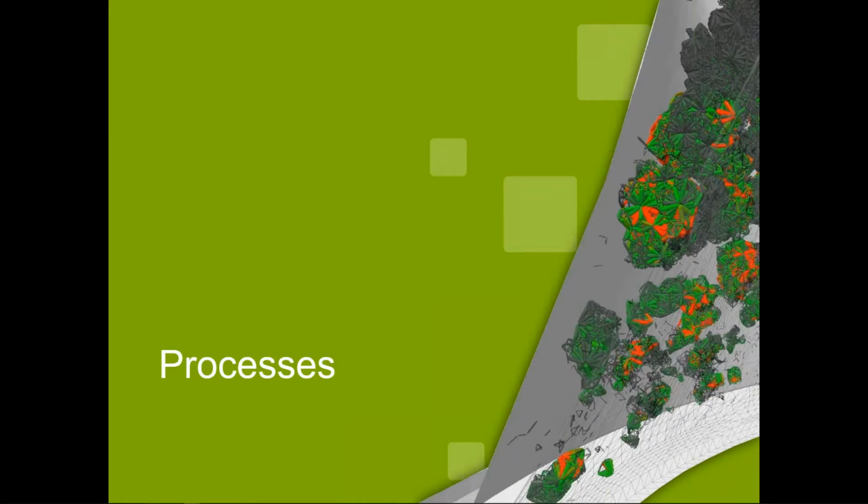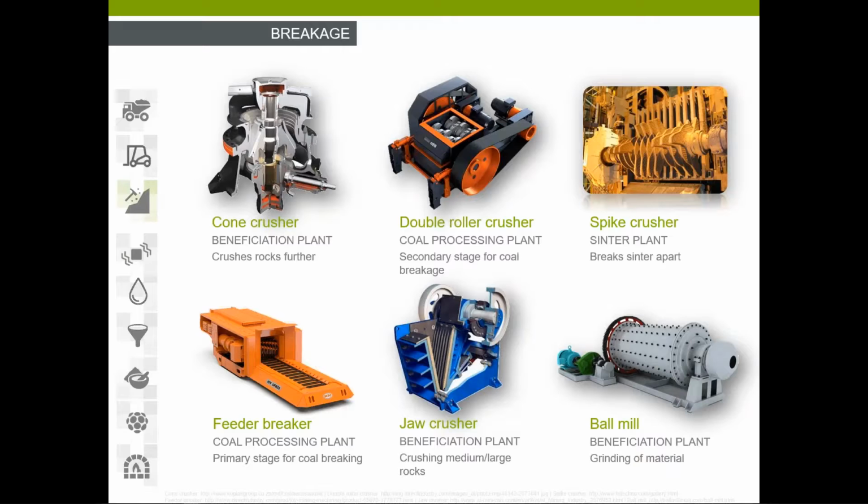Now, let's move on into the next section, where we look at processes such as crushing, drying, and mixing. So in this slide, we can see a series of different machines used to reduce material size. Breakage is a topic often found in research and development, and that's due to the complexity of breakage physics.